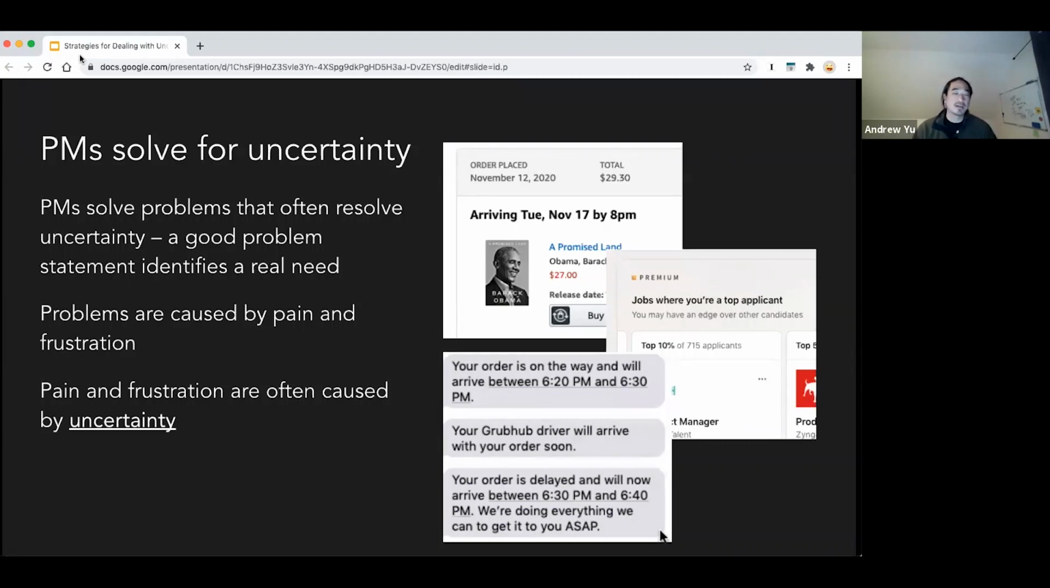Going back to the very first slide, uncertainty is literally everywhere. And the more that you feel comfortable talking about it, addressing it, and strategizing around it, the better of a product manager you will be.